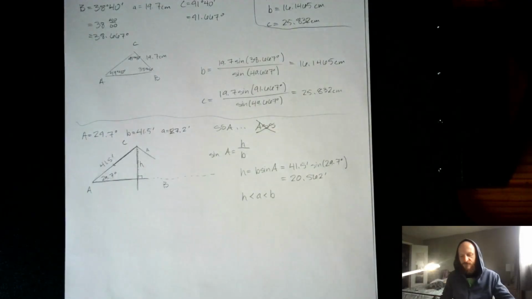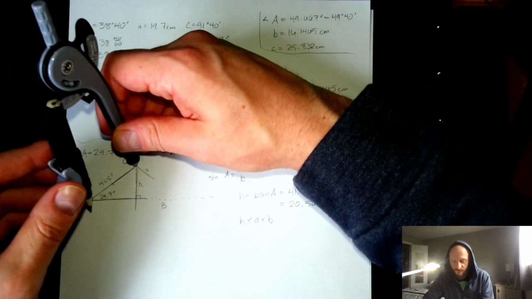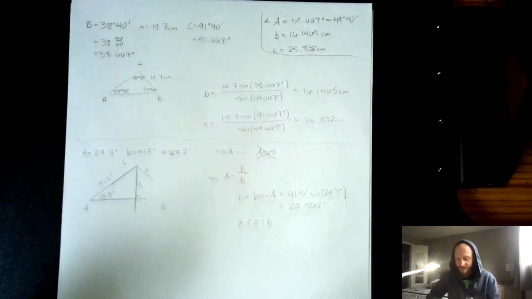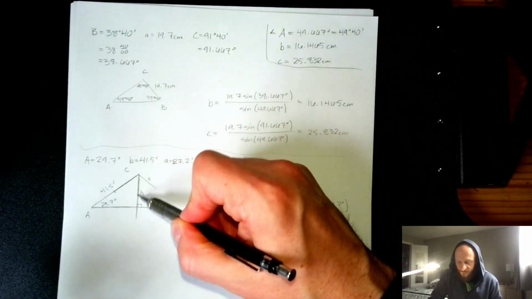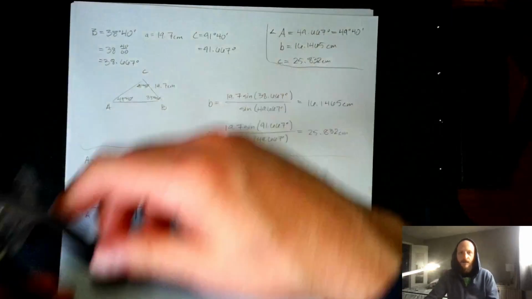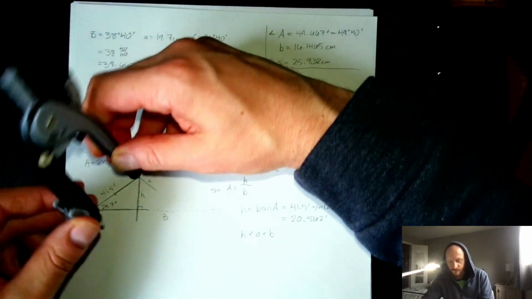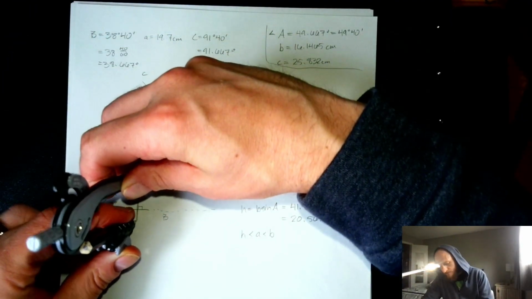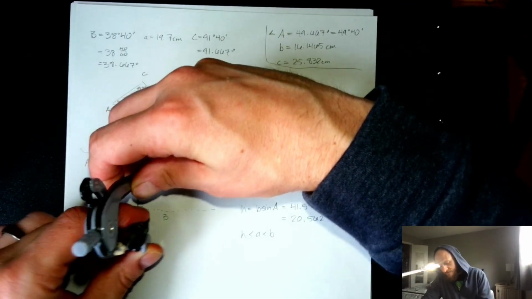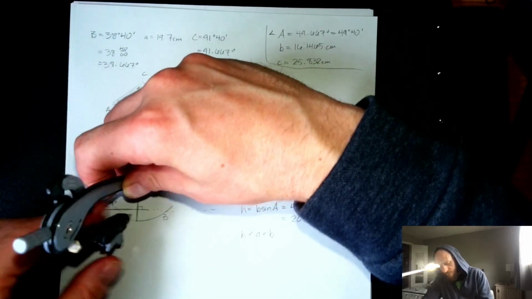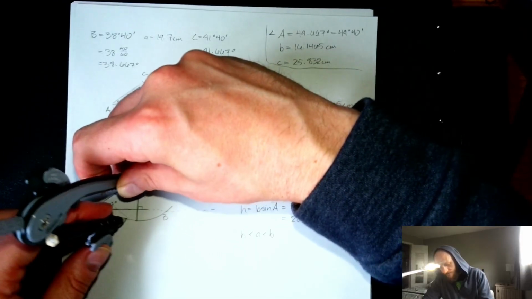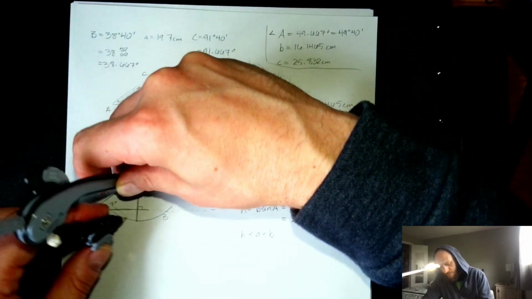Just to illustrate, this should result in two possible triangles. Suppose that this is the length of side A. I'm going to use my compass to draw a circle of radius A. So, oops, centered at, one side got a little wonky there.